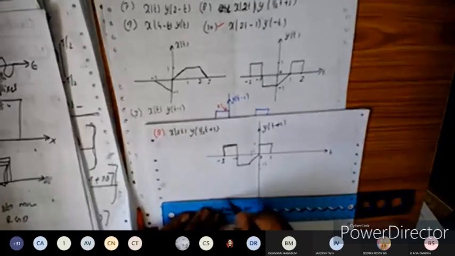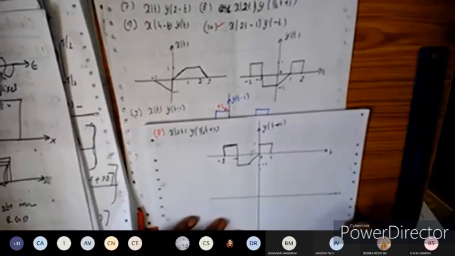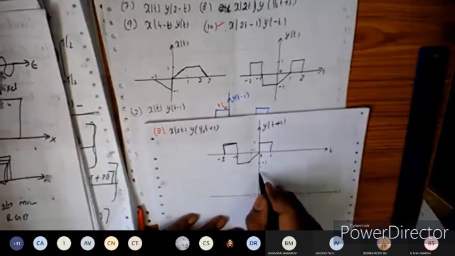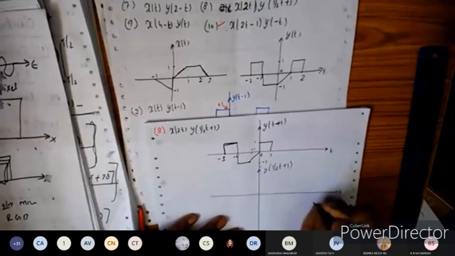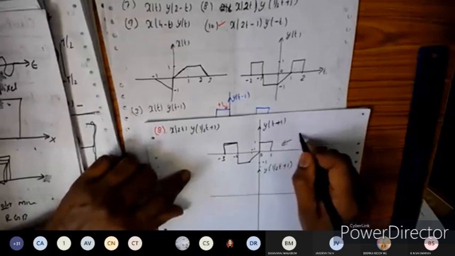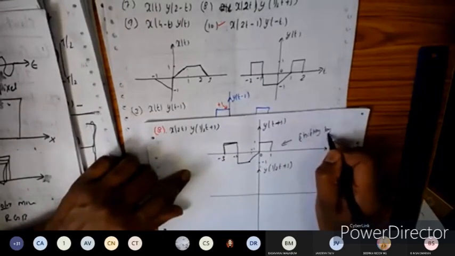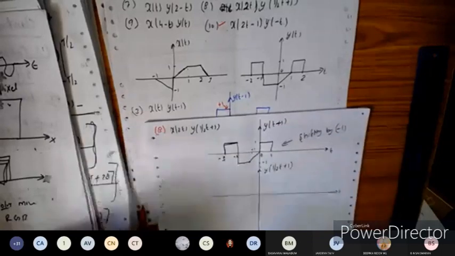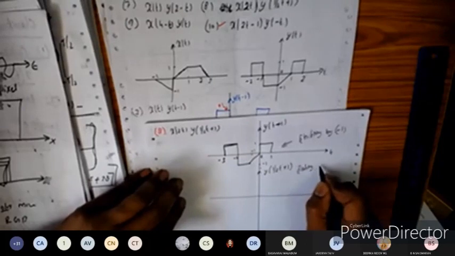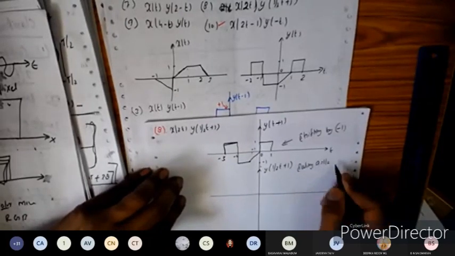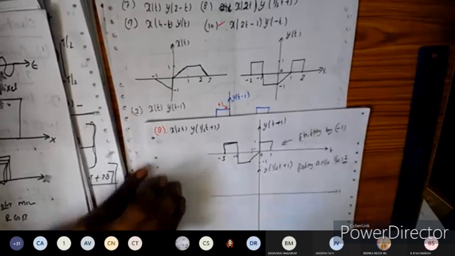Okay, so next we'll perform the operation which is called the scaling operation. Let us perform it here. Scaling operation. So scaling is nothing but y of 1 by 2t plus 1. Okay, so first we are going to perform the shifting here, shifting by minus 1. Next we are going to perform the scaling operation here. Scaling, the value of a is 1 by 2. So 1 by a will be 2 times here. So the signal will be expanded by 2 times here.